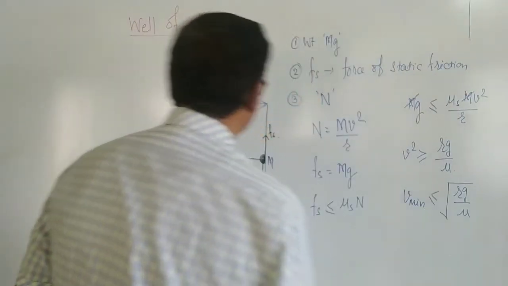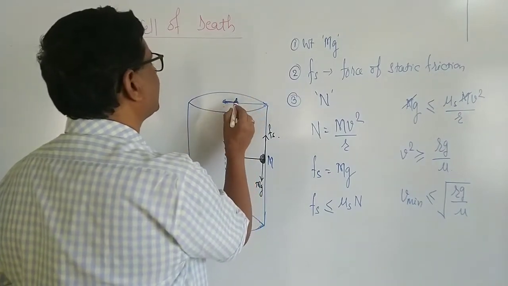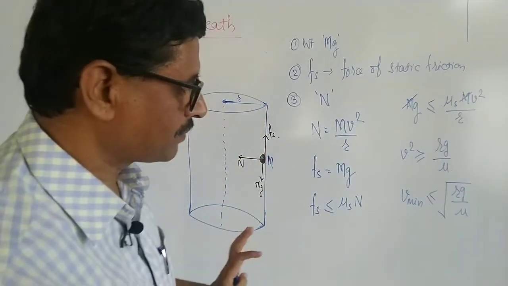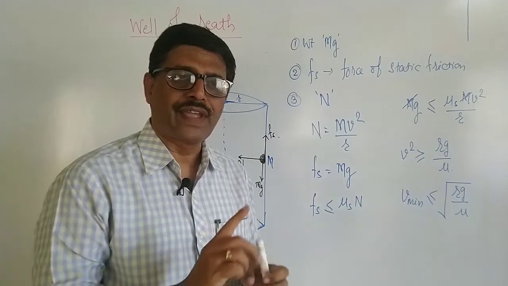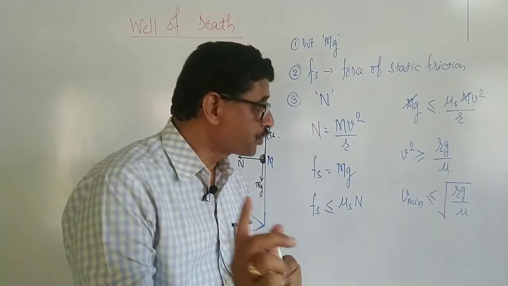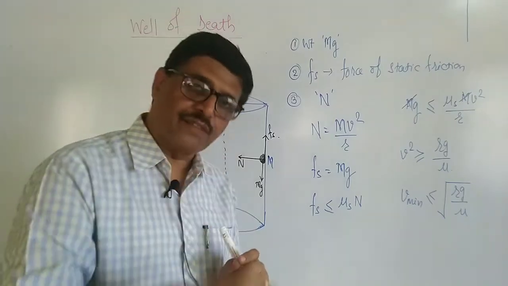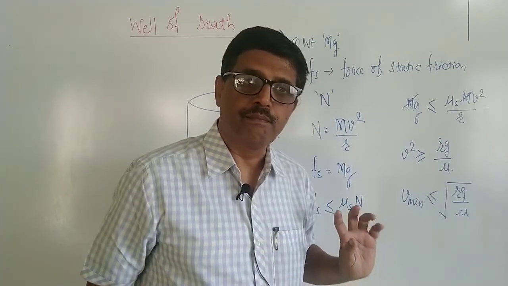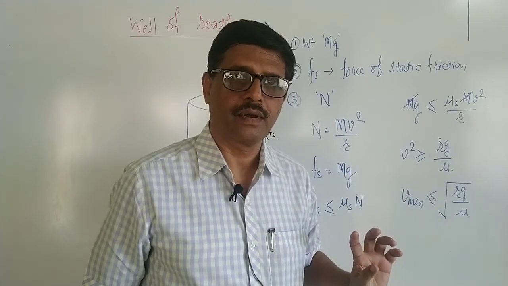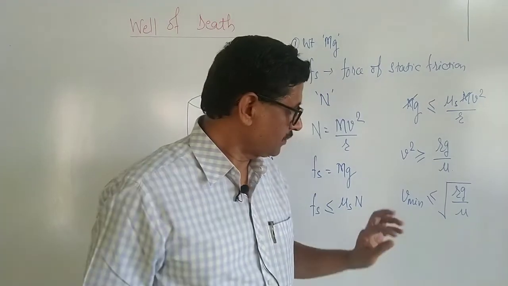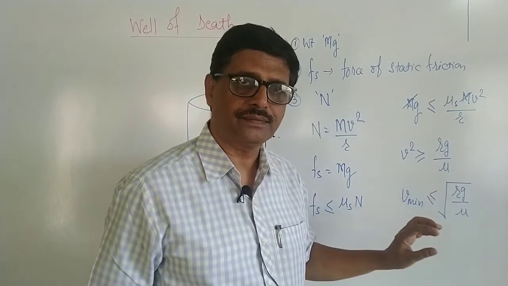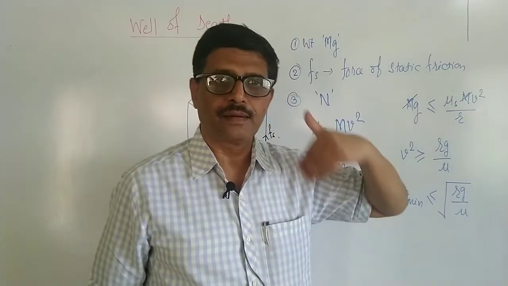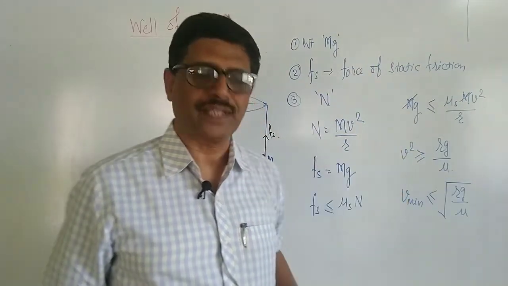Here, throughout the derivation, we have taken small r as the radius of the circular path, therefore we take the radius of this death well as small r. Therefore, a stuntman should move with a velocity which is greater than or equal to under root of rg divided by mu s. And at this velocity, the stuntman is safe and he is applying a push on the walls of the death well. Thank you very much.